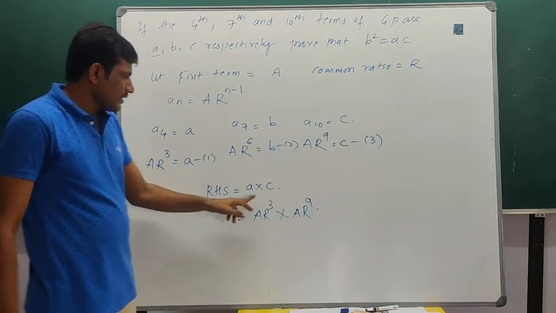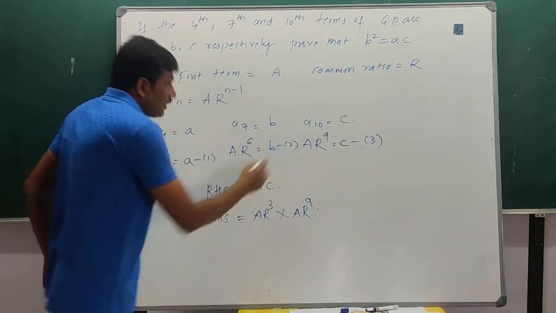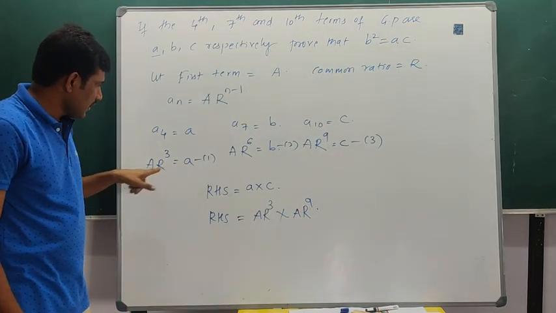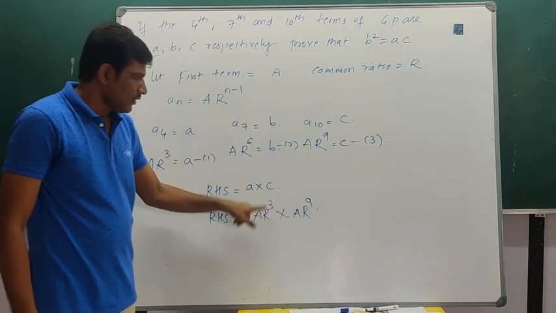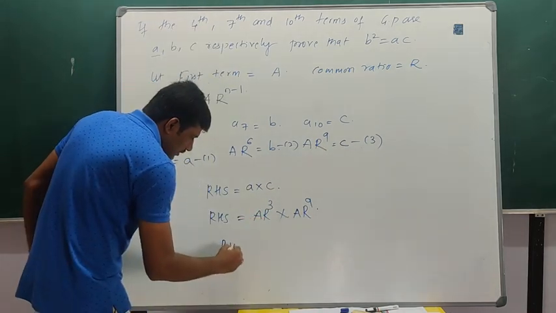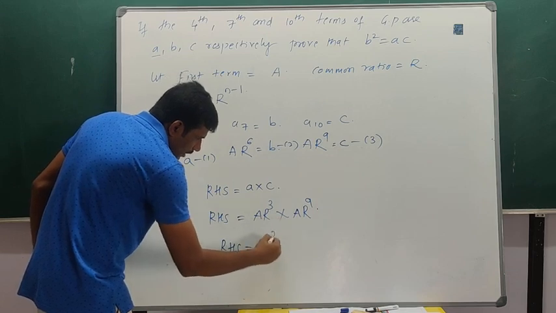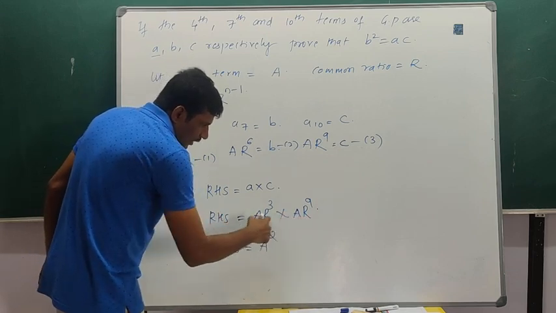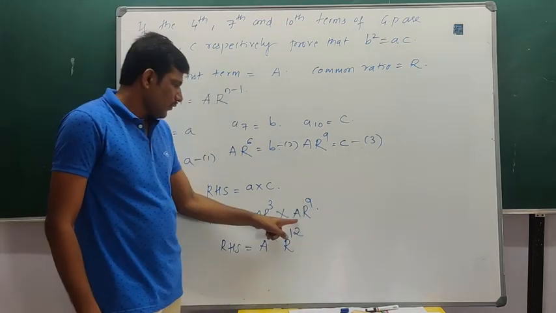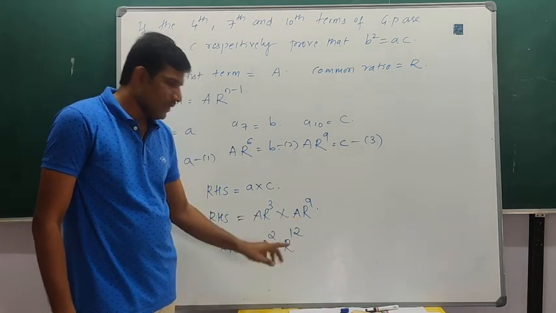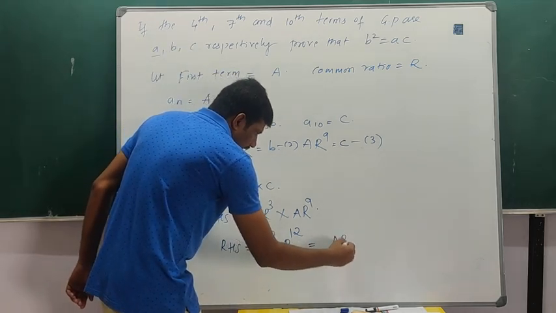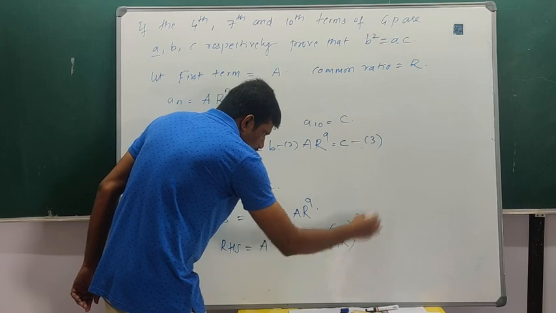So RHS is A into C. Substitute the value of small a, that is AR cube. And C is AR power 9. So RHS is equal to A into A is A square, R cube into R power 9 is R power 12. So this A square into R power 12, I can write it as AR power 6 whole square.